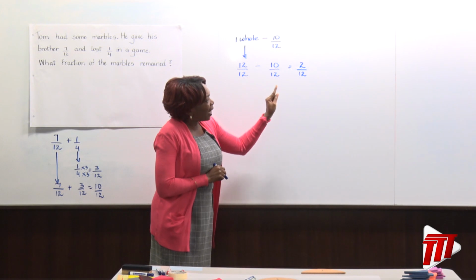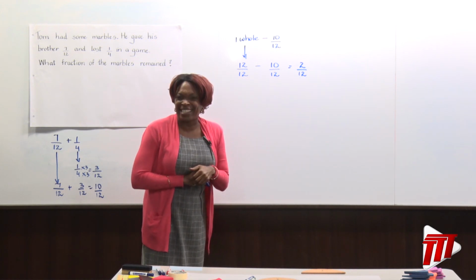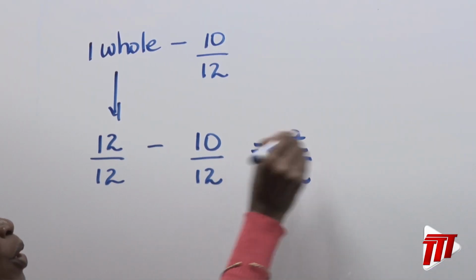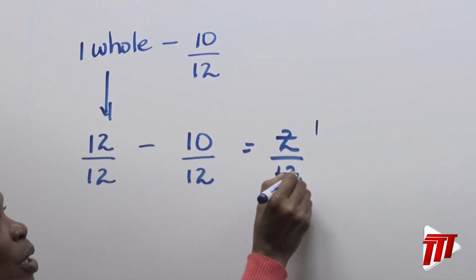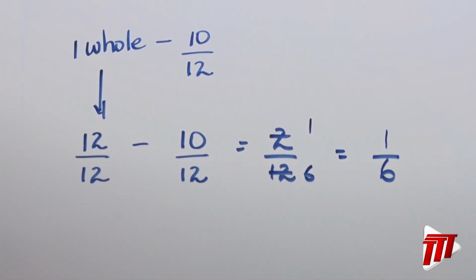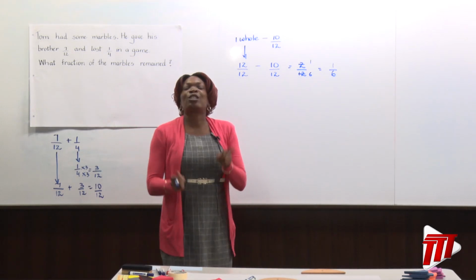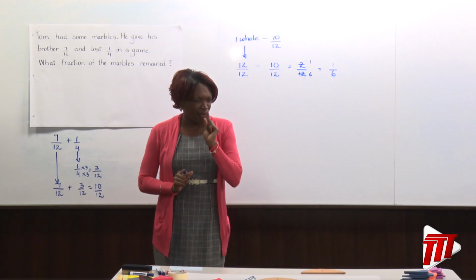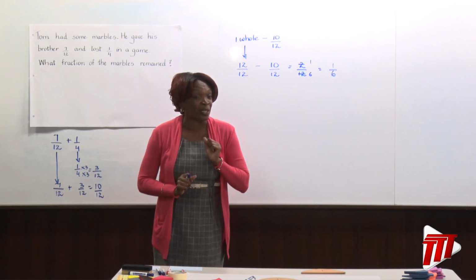Is 12 a multiple of 2? Yes, it is. And I know you remember how to do this. 2 into 2, 1. 2 into 12, 6. 1/6. Always remember to reduce your fraction to its lowest form. That is very, very important.